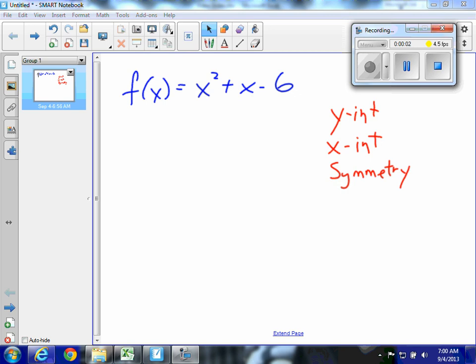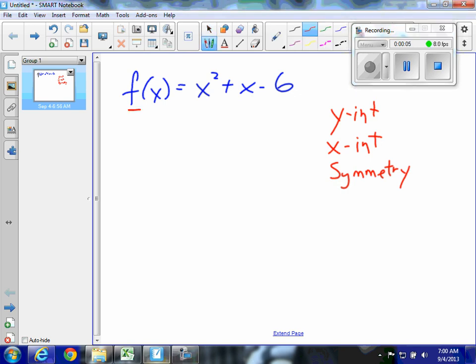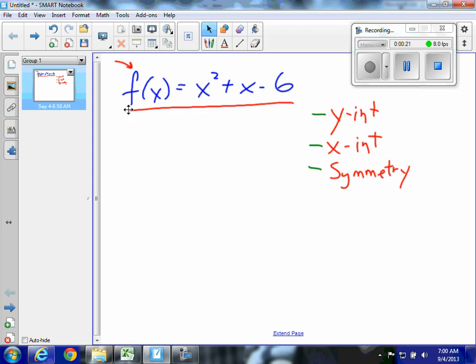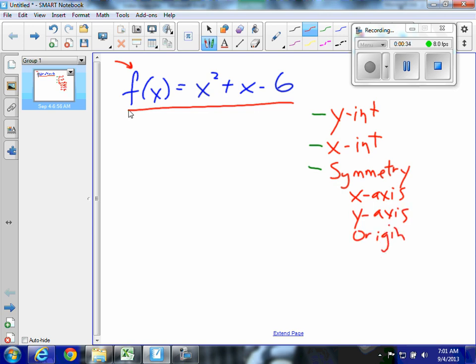In this problem, we're asked to look at this relation, which happens to be a function. It's a relation too. And determine the y-intercept, the x-intercept, and symmetry. For symmetry, we want to know whether it's symmetrical over the x-axis, the y-axis, or the origin. And we need to do this algebraically. We need to do this with letters. So let's try and get started here.